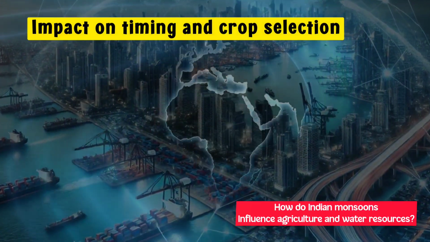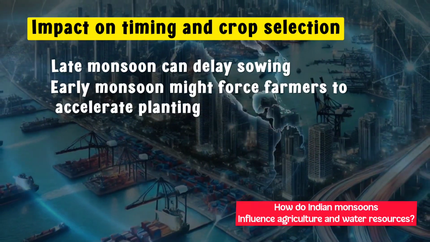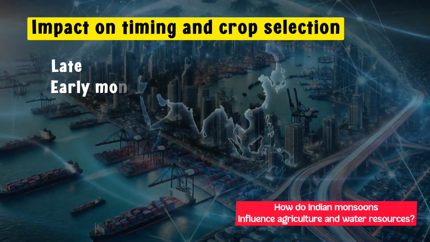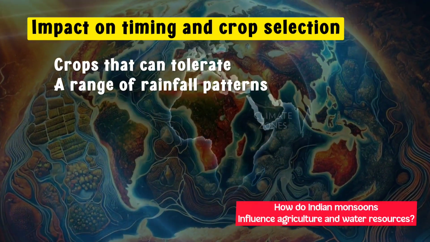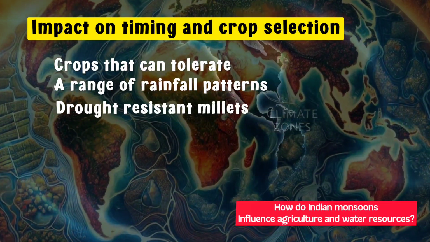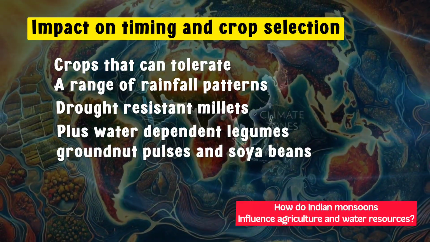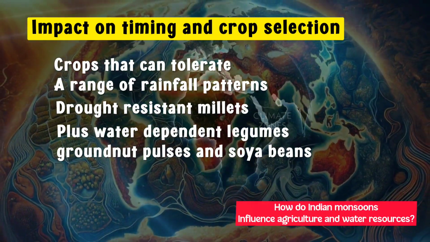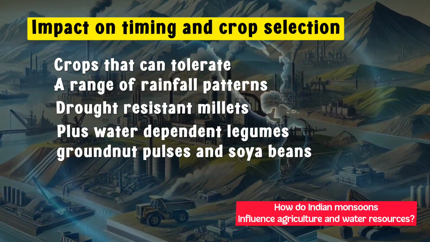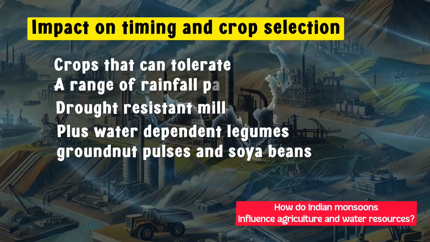The timing of the monsoon is critical. A late monsoon can delay sowing, while an early monsoon can force farmers to accelerate planting, which can lead to poor crop yields if the rains taper off too soon. The variability of the monsoon season often forces farmers to choose crops that can tolerate a range of rainfall patterns, such as millets, which are more drought resistant, or legumes, which require less water. In addition to rice, farmers may shift to less water-dependent crops like groundnut, pulses, and soya beans if there is a threat of a dry monsoon season. Therefore, farmers' choices regarding crop cultivation are heavily influenced by the monsoon's predictability and intensity.